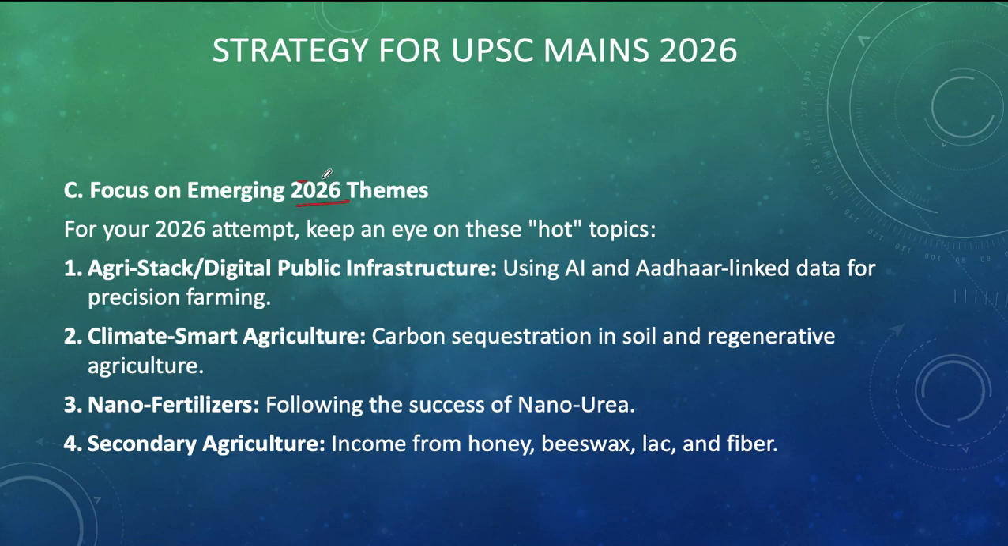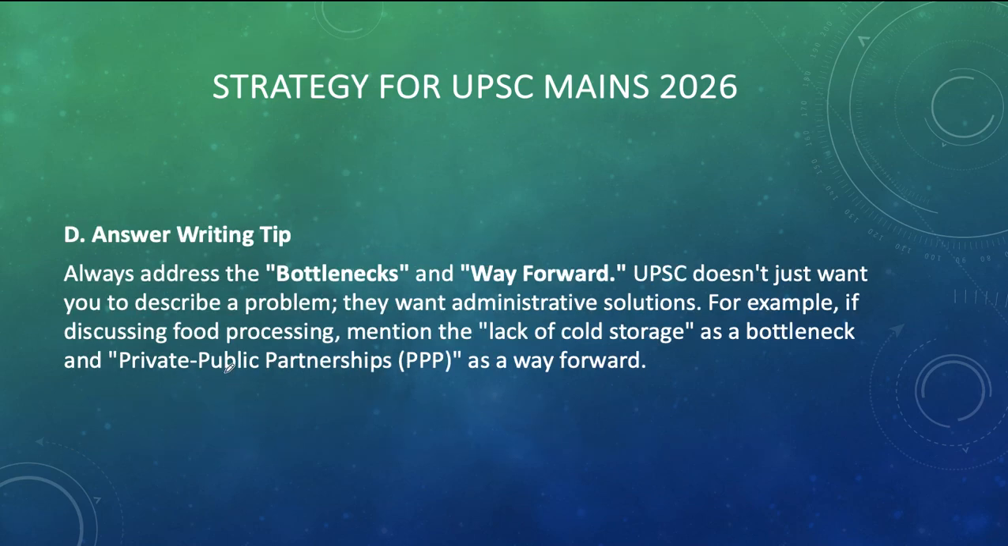And coming to the 2026 strategy and themes, some of the priority topics I would suggest are to work on Agri-Tech or digital public infrastructure, where UPSC can ask questions regarding AI-related precision farming and climate smart agriculture, nano fertilizer, secondary agriculture. Try to work on this, where UPSC can ask in the coming year also, students. And the answer writing tip I will be suggesting is that in agricultural topics, a solution is mandatory, either in the conclusion or in the way forward. So wherever possible, while adding to your notes, work on the solution as well, because that needs to be present in your answer as a way forward.